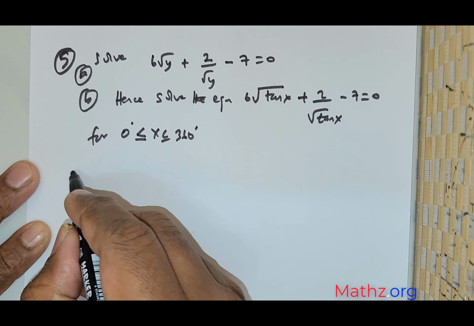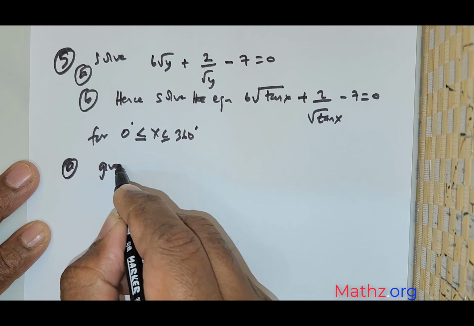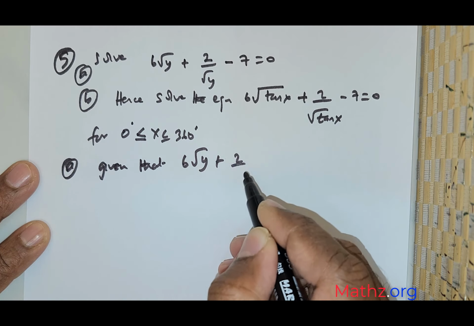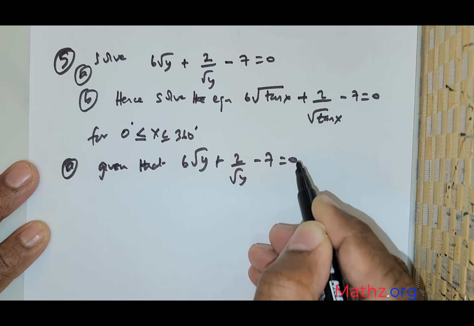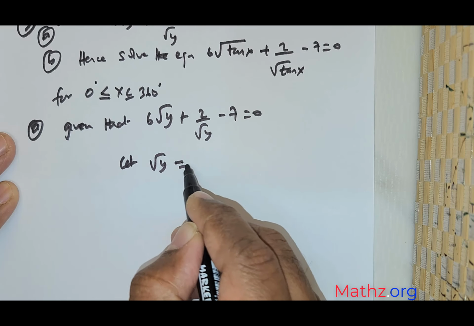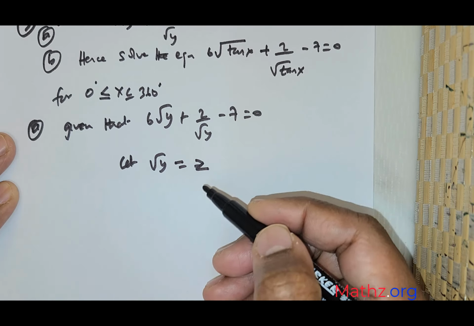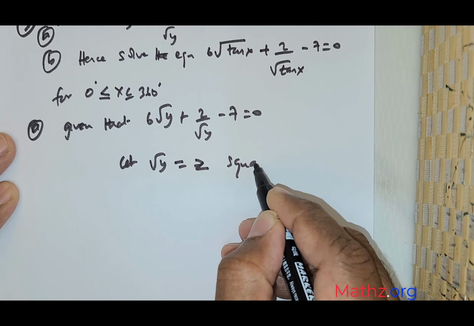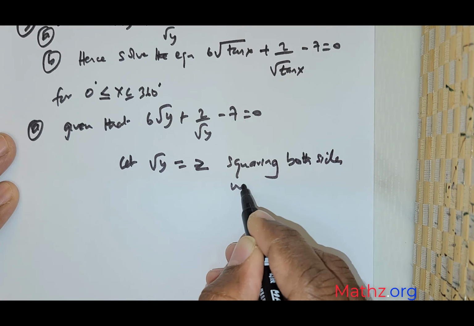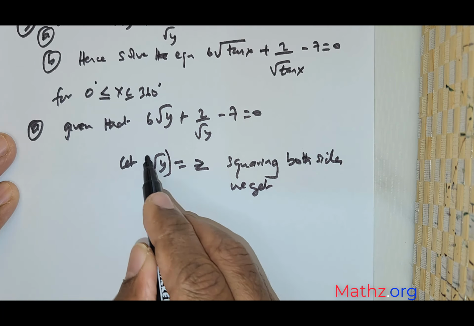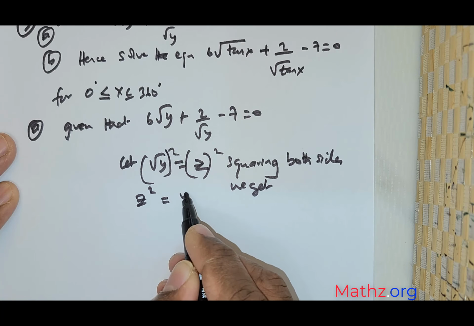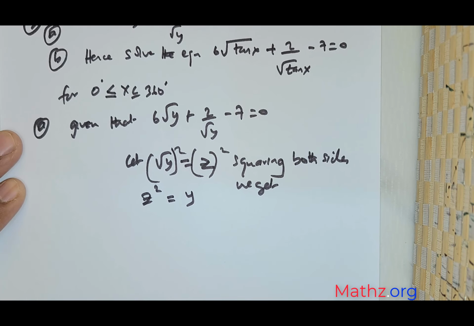So we start off with the first part. We're given that 6 times the root of y plus 2 over root of y minus 7 is equal to 0. Now let me take root of y to be equal to, say, some z. Now squaring both sides, what do we get? So I square both sides, I would get z squared is equal to y.